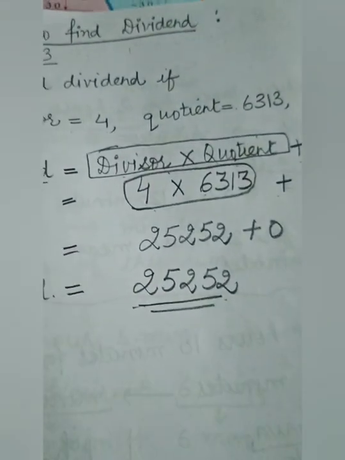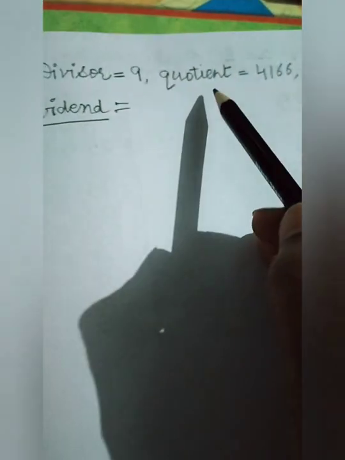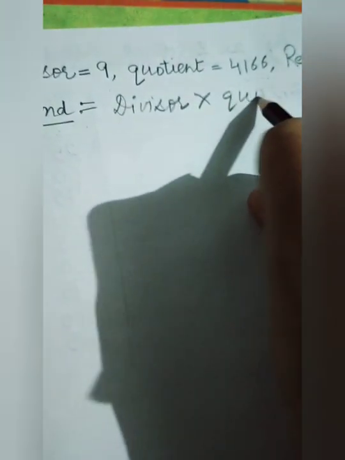Hope you have understood. See one more example relating to this. Part E: in this part, the divisor is 9, the quotient is 4166 and the remainder is 7. Here how will we calculate the dividend? That is divisor multiplied by quotient plus remainder.